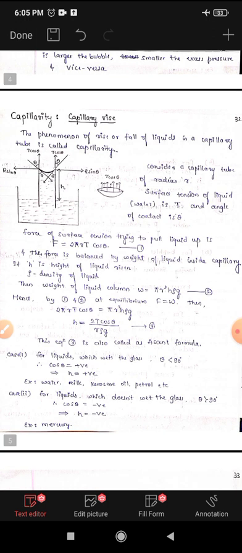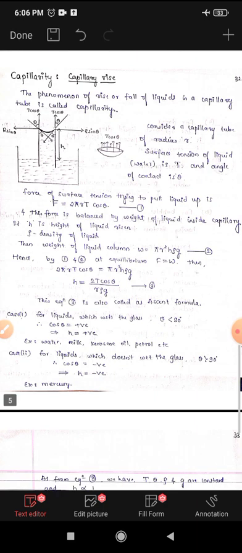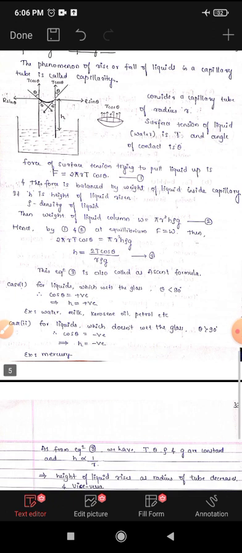At equilibrium, F and W are equal. So by using the two equations, we can write 2 pi r T cos theta is equal to pi r square h rho g. From this equation we get the height of the liquid, h equal to 2 T cos theta divided by r rho g. This is the capillary rise, or height of the liquid inside a capillary. That is equation 3, and this equation is also known as the ascent formula.